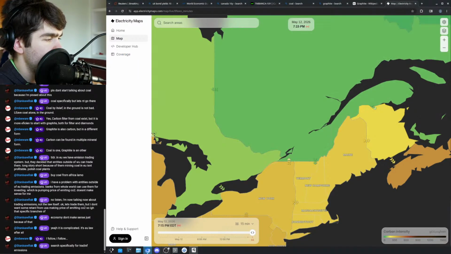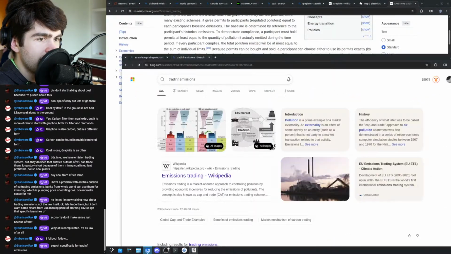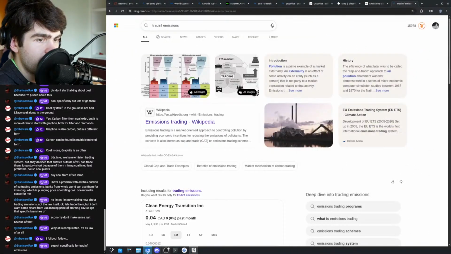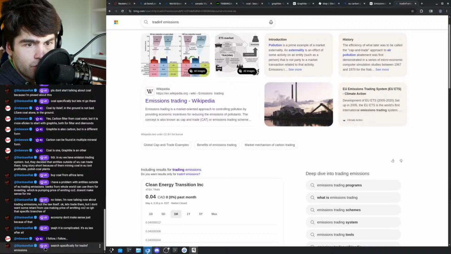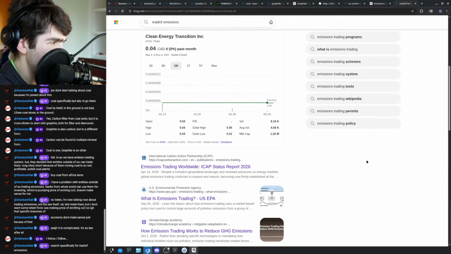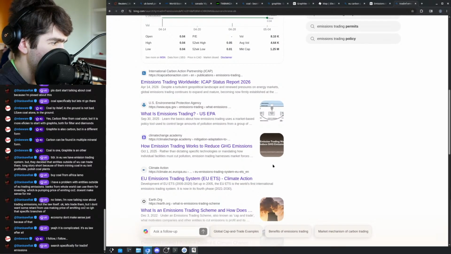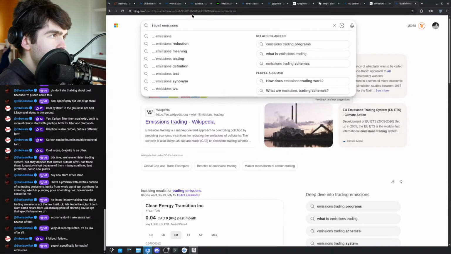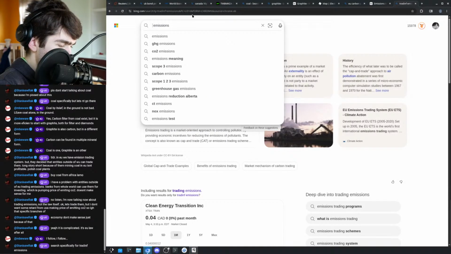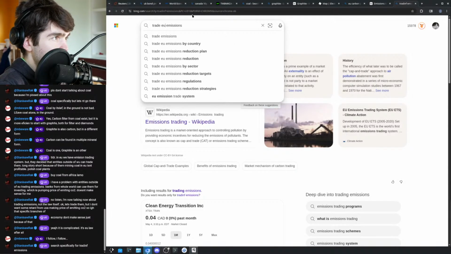So let's wait. Okay, I was like, what the fuck? Can I just have one thing, please? Not 5,000 things. Okay. So, search specifically for trade EU emission. Is it because you didn't write it in full, I guess? Trade. EU.